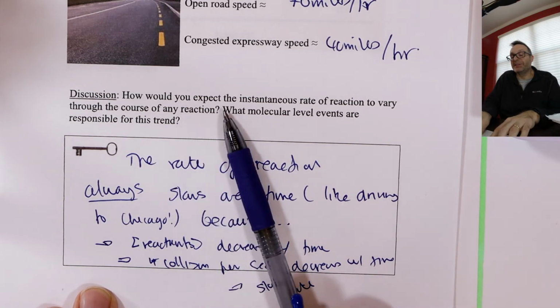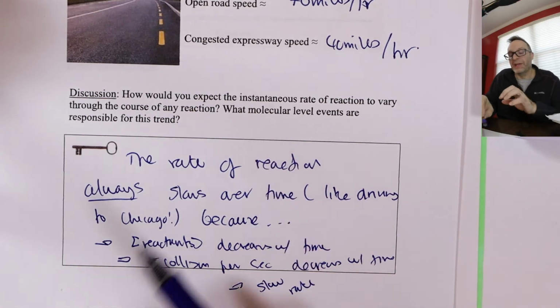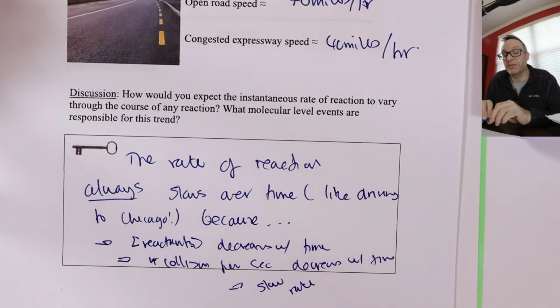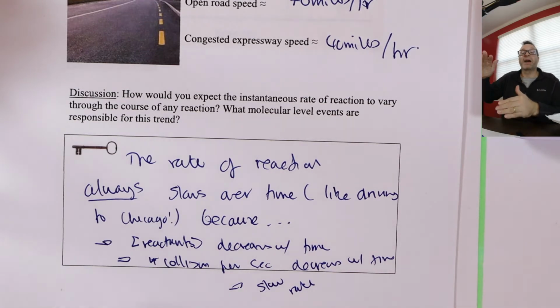How would you expect the instantaneous rate, so you're measuring the rate at some point in time during your journey, to vary through the course of any reaction? What molecular events are responsible? So the rate of any reaction always slows over time, right? You make more stuff, but at a slower rate. So you might be making 10 moles per second right at the start. You might be making half a mole per second near the end, right? So you're always making more, but it's just happening at a slower speed.